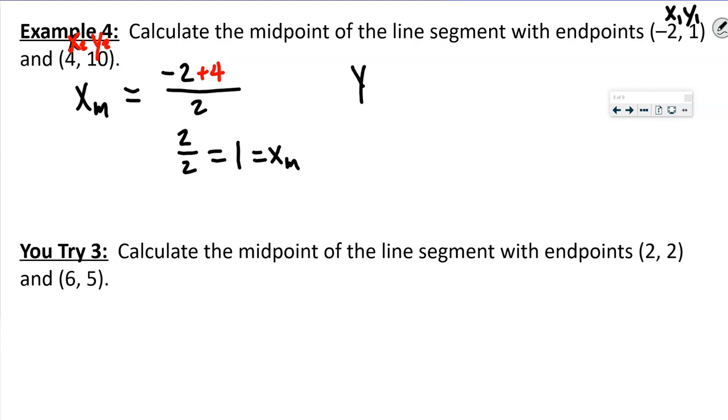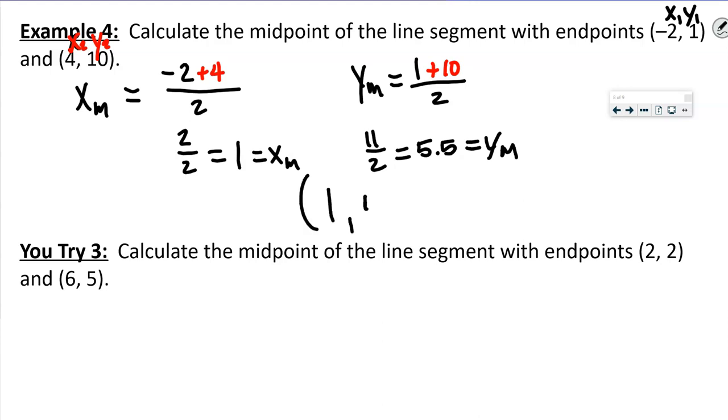Then we're going to find our y midpoint, okay? To do that, we're going to, again, add those 2 points together. So we're going to add our 1 plus our 10, and we're going to divide that by 2. So that's going to be 11 divided by 2, which is 5.5. So that's our y midpoint, right? So now our midpoint is 1, 5.5 when we put it back as a coordinate point x, y.